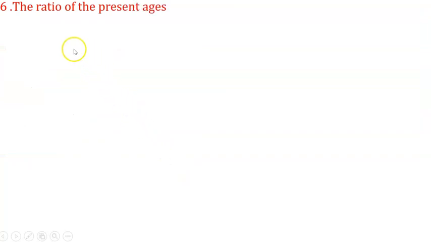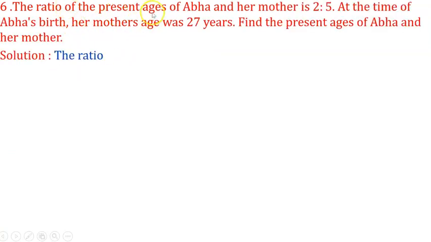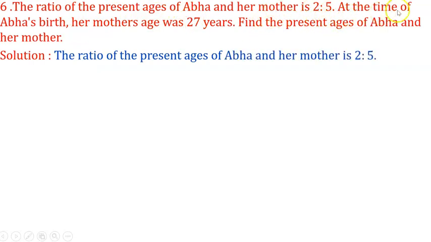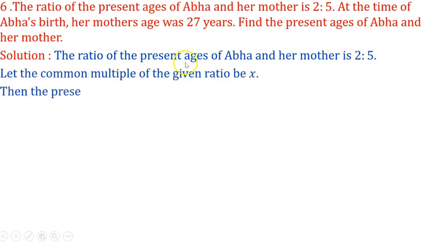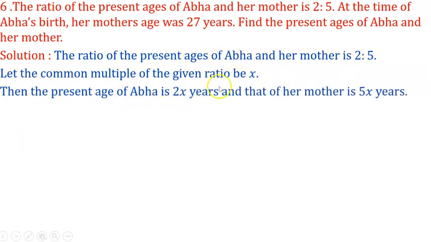Now next example. The ratio of the present ages of Abha and her mother is 2 as to 5. At the time of Abha's birth, her mother's age was 27 years. Find the present ages of Abha and her mother. Let the common multiple of the given ratio be x. Then the present age of Abha is 2x years and that of her mother is 5x years.